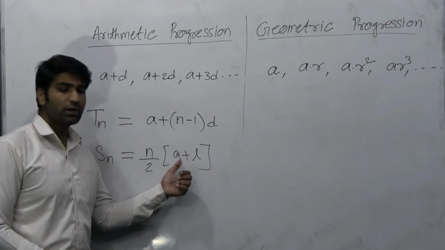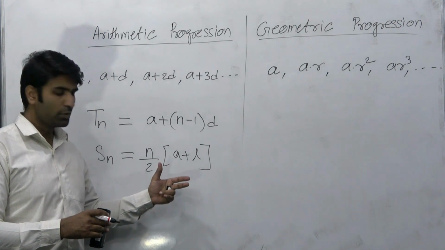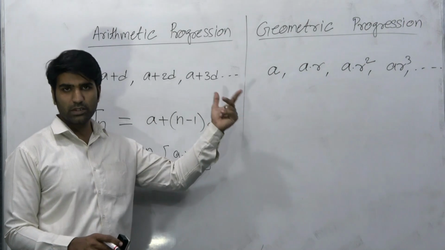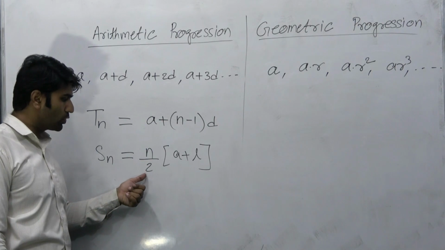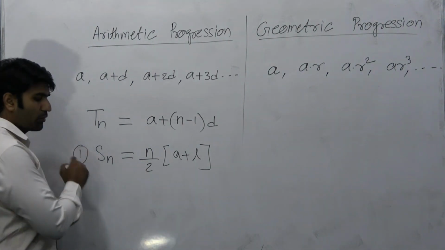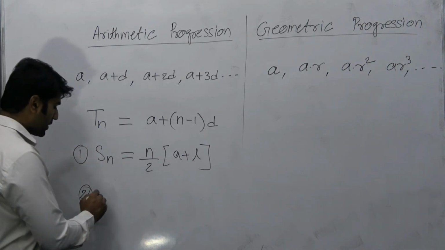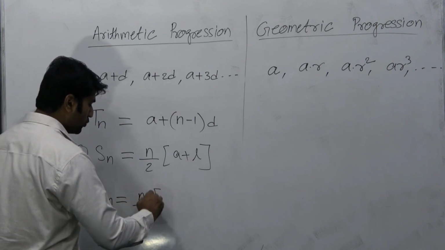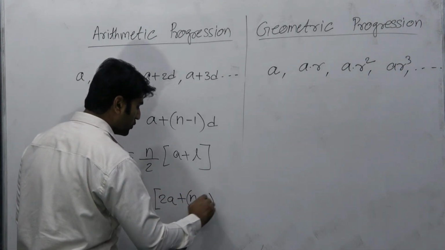Okay, so what is a and what is l? We have studied it in the last video, right? Do you remember? So a means first number, l means last number or nth term. Then the total of n terms is equal to n upon 2 into bracket a plus l. There is another formula. So this is the first formula for Sn, the sum of n terms. There is another formula for Sn. So Sn is equal to n upon 2 into bracket 2a plus n minus 1 into d.